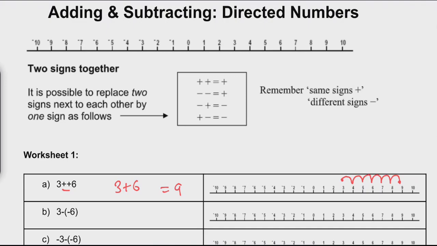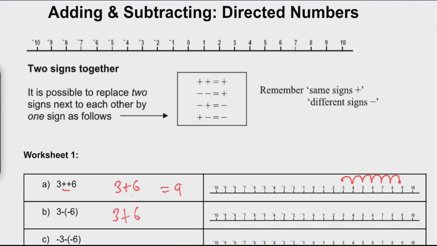Okay, let's have a look at our second example. So here we have 3 minus minus 6. The bracket does not change anything in this case. We've still got the same sum. In this case, we've got two negative signs next to each other, two minus signs. So we're going to have to combine these signs, and two minus signs makes a positive. So this just becomes 3 plus 6.